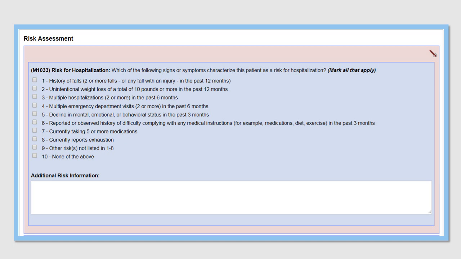If there are other risk factors not listed in response 1 through 8, you should mark response 9. Other risks not listed in 1-8. Additionally, the clinician should document the additional risk factors not covered in Response 1-8 in the Additional Risk Information section. For instance, slower movements during sit-to-stand and walking, uncontrolled pain, or lack of in-home support might be additional factors contributing to increased risk for rehospitalization.